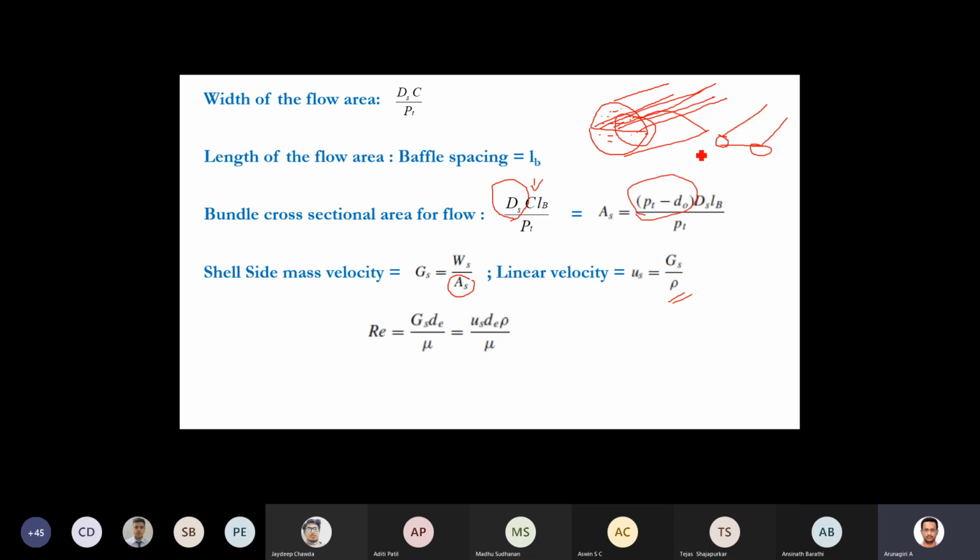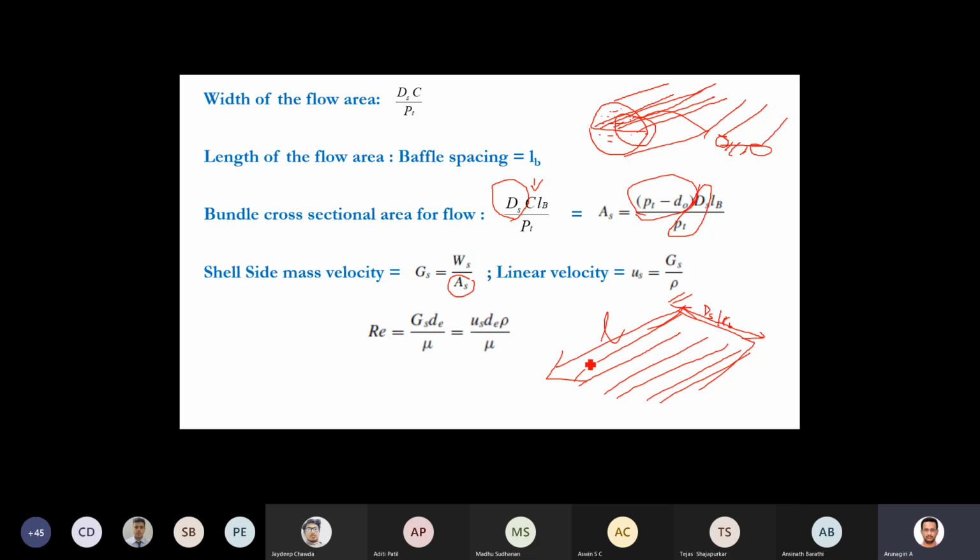You have to calculate this DS by PT, and that will give the number of tubes, correct? DS by PT, you know the number of tubes. L is the baffle spacing. So what is the flow area? This is the area available for flow. So these are your tubes, if you see from the top, and this is the L, correct? So this DS by PT is this thing, correct? DS by PT.